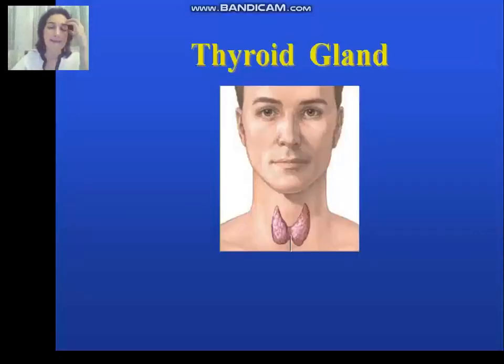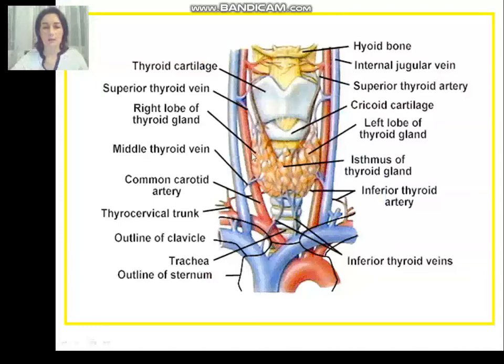Thyroid gland, it is the gland which belongs to the peripheral endocrine system. The thyroid gland is a gland that controls metabolic activities of the body. Here we can see it. It includes right and left lobe. Between them we have isthmus of thyroid gland, and it may have pyramidal lobe.